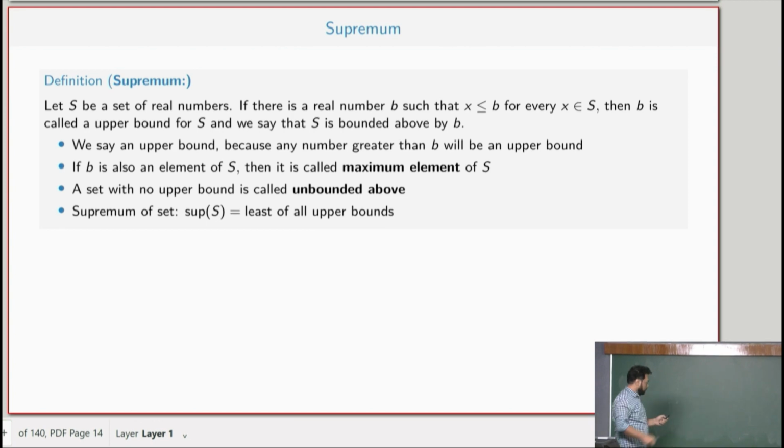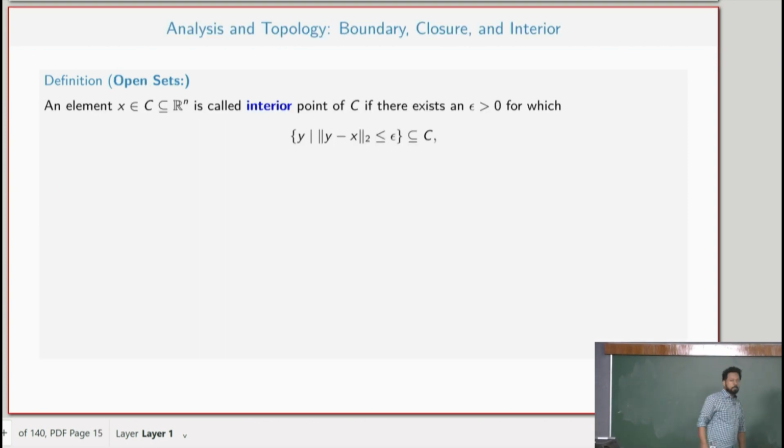So the least of all the upper bounds will be the supremum. So we have defined supremum. Now we define very basic topology, so the concept of an open set.